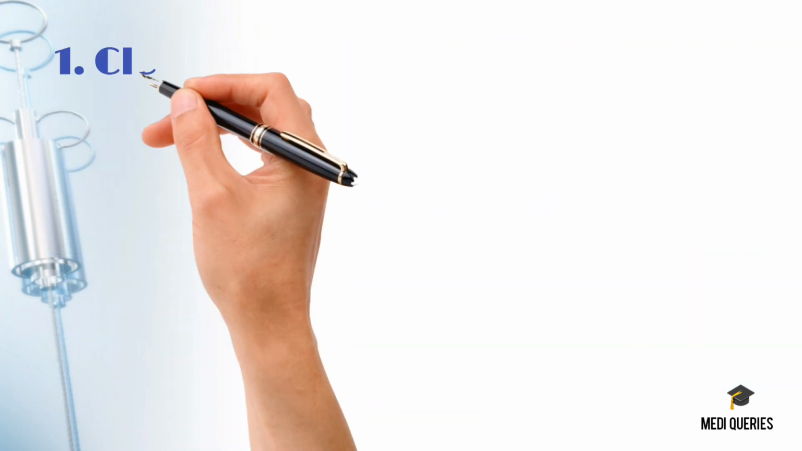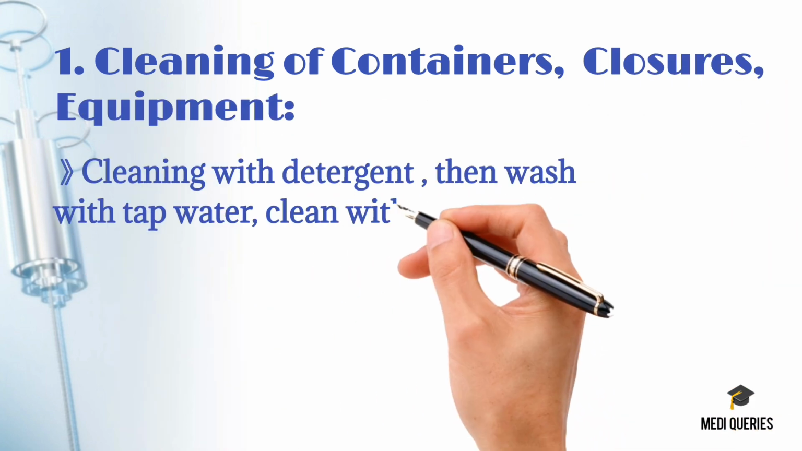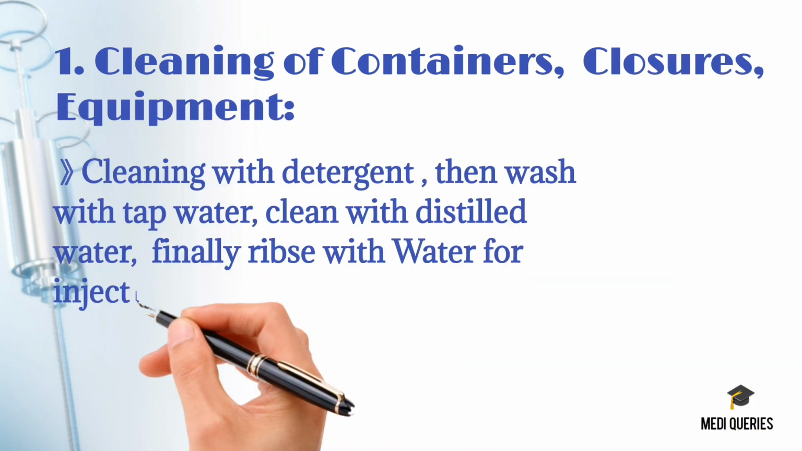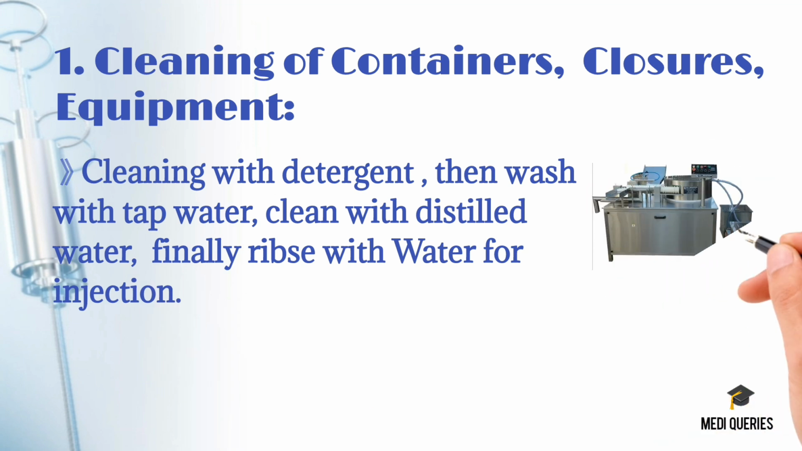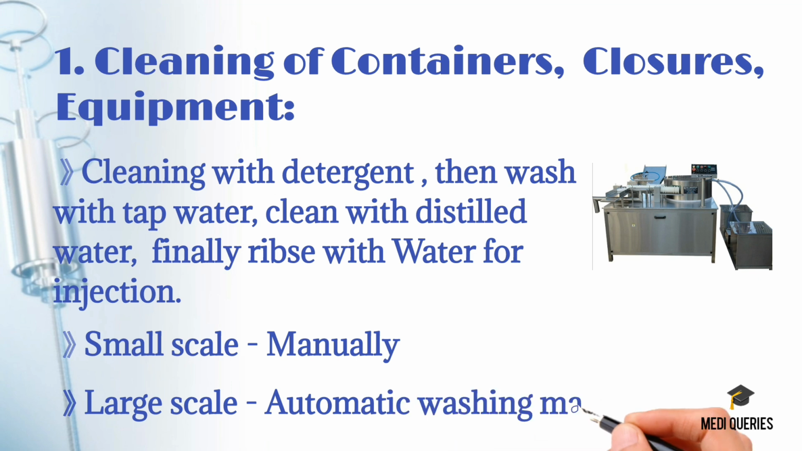The first step in the processing of the parenterals is cleaning of the containers, closures and equipment. All the containers, closures and equipments which are required during the preparation of the parenteral products are thoroughly cleaned with detergents, and washing is done with tap water followed by clean distilled water and finally rinsed with water for injection. And then rubber closures are washed with a hot solution of 0.5% sodium pyrophosphate in water. So remember this point, that is 0.5% sodium pyrophosphate.